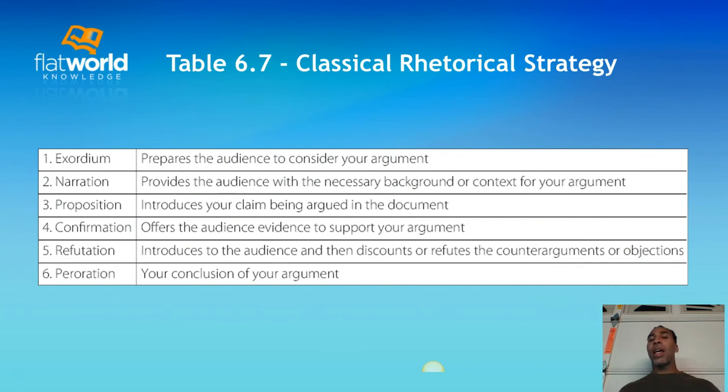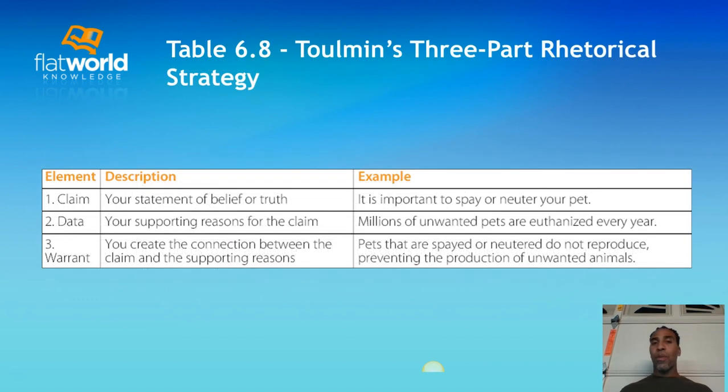Same thing with this classical rhetorical strategy. I want you to press pause, and then I want you to go over these. Exordium prepares the audience to consider your argument, right? So this is the prep work. Then number 2 is narration, which provides the audience with the necessary background or context for your argument, because there could be different contexts in which something happened, which can make it totally different. So I want you to pause it, read those 6, read what they mean on the right side, and then you can unpause it and move forward from there.